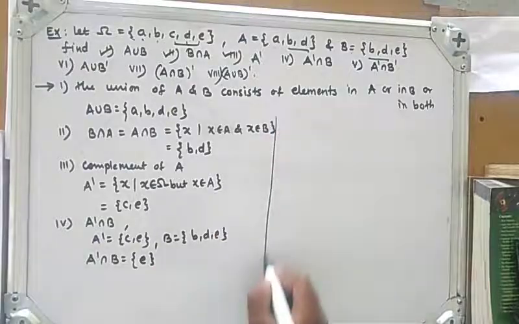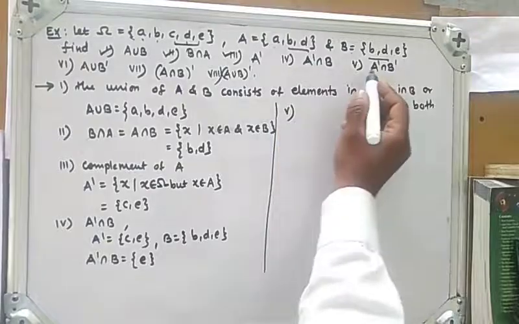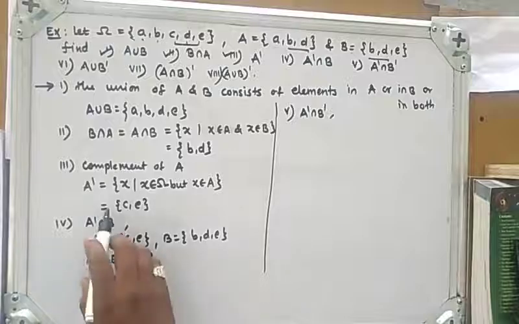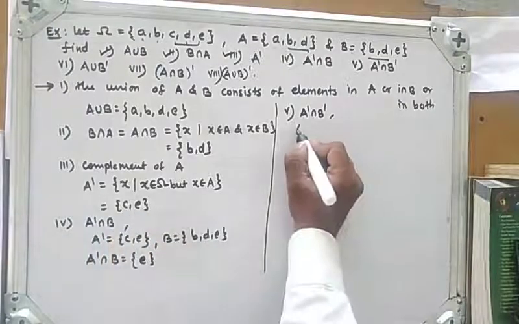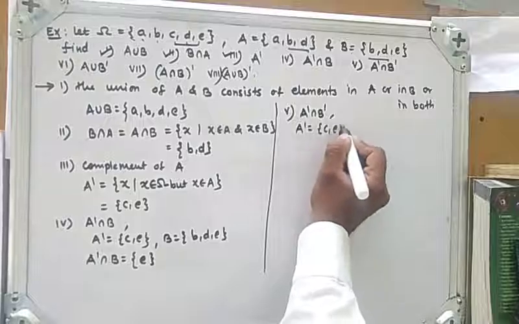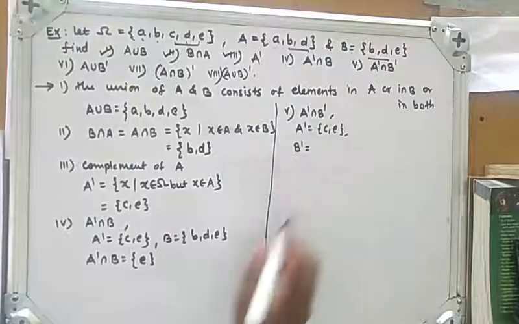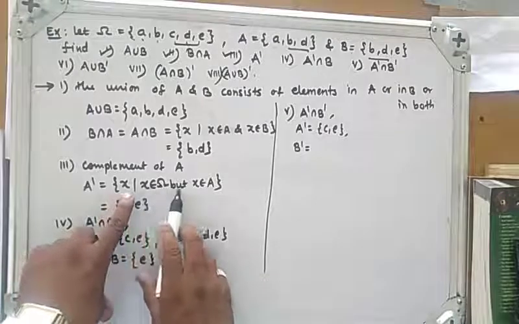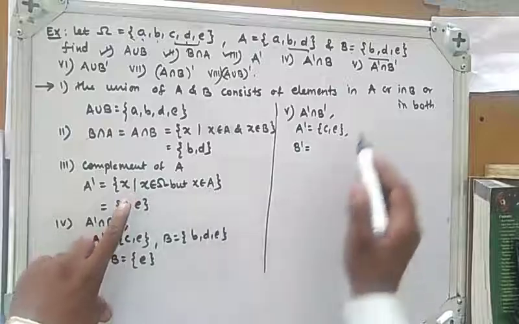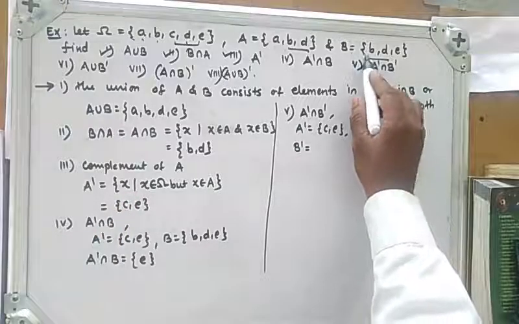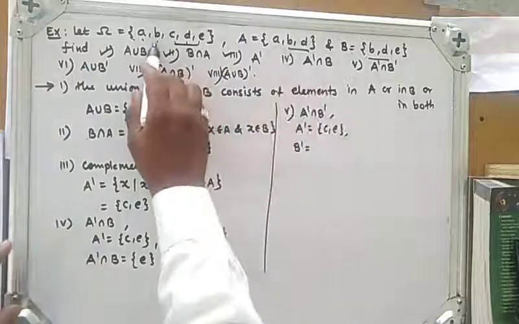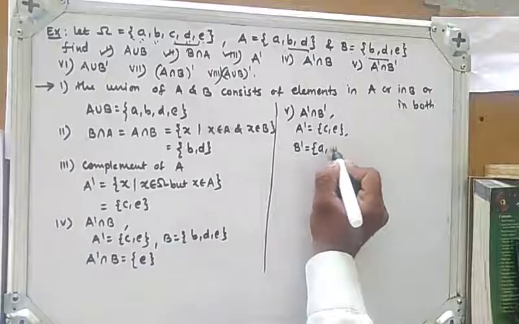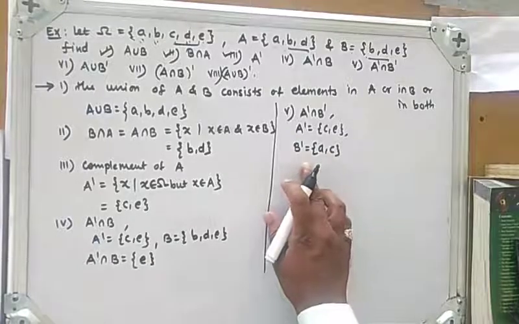Now fifth one. So what is fifth? A complement intersection B complement. Now here A complement we have C, E. Now to find out B complement, what is B complement? X such that X belongs to omega but X does not belong to B, means the elements except event B. So we will remove B, D and E. So only A and C are there, which is A and C in B complement, right?